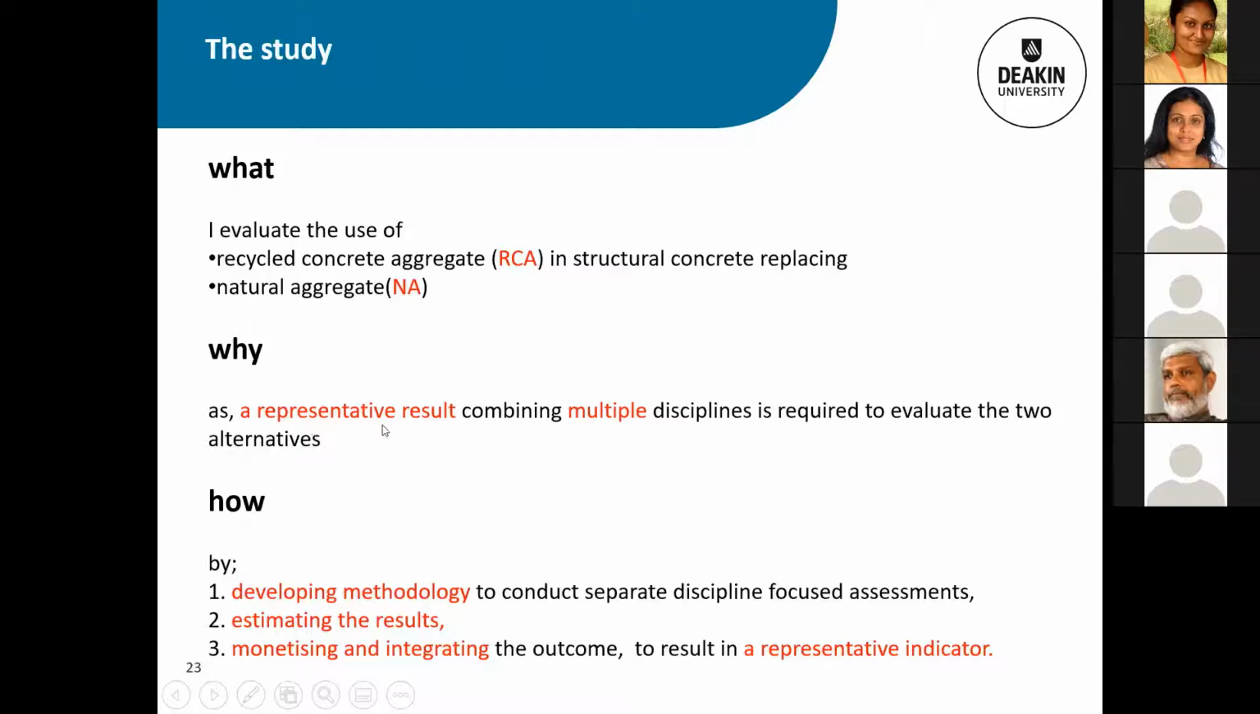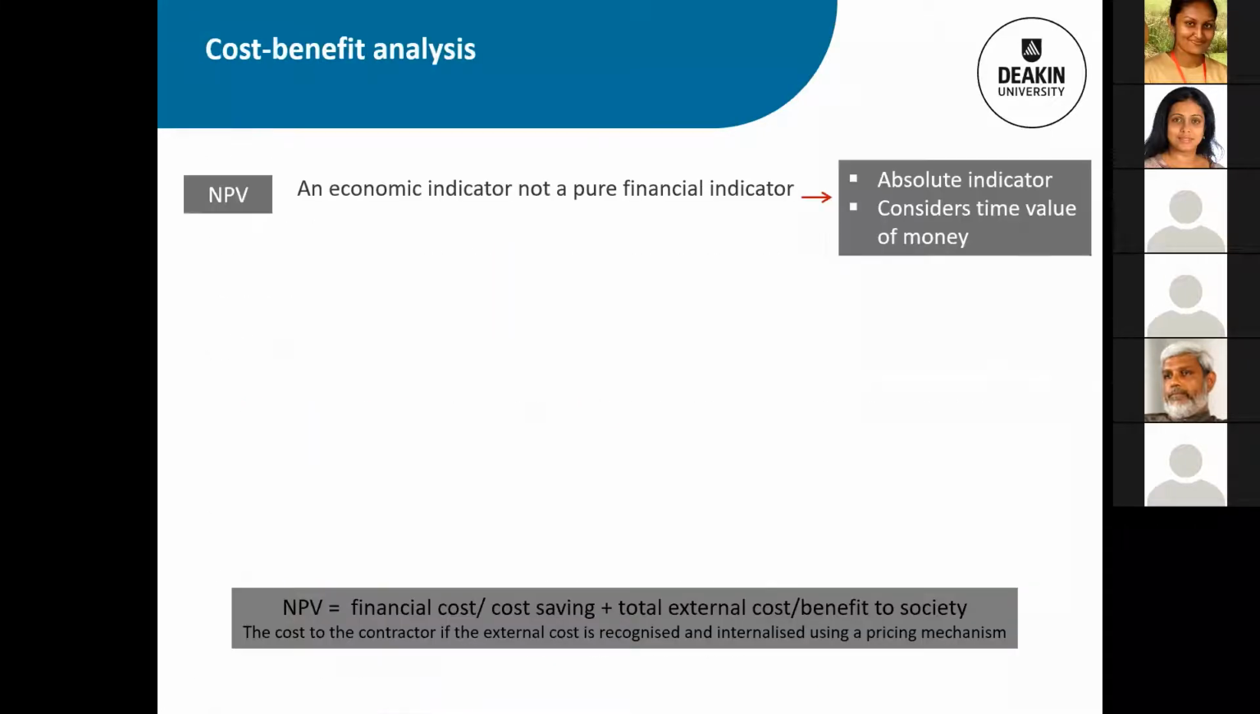Because we need a representative result combining multiple indicators or multiple aspects. And in this study, in some cases there were methods developed and an evaluation performed to come up with that representative indicator. And before I forget, I probably will share this with you at the end, but this is a study that I actually conducted for my PhD. I told you that I would come back to explain what NPV is about.